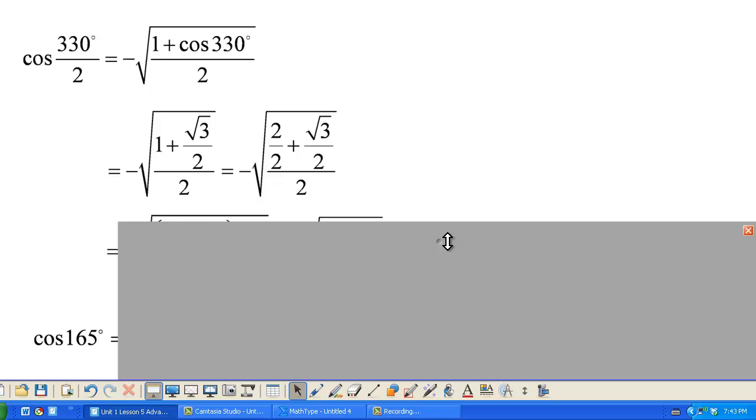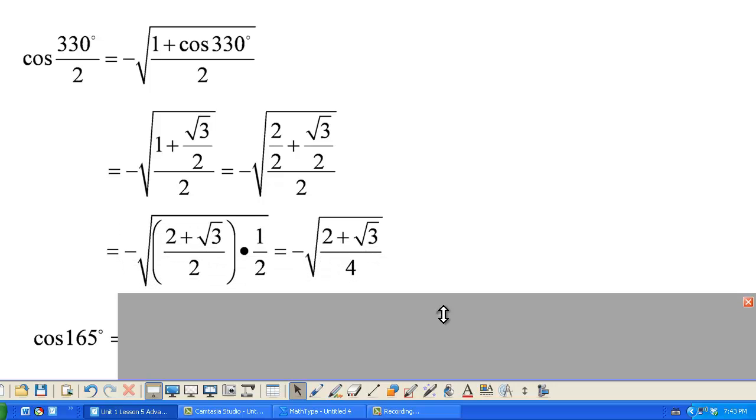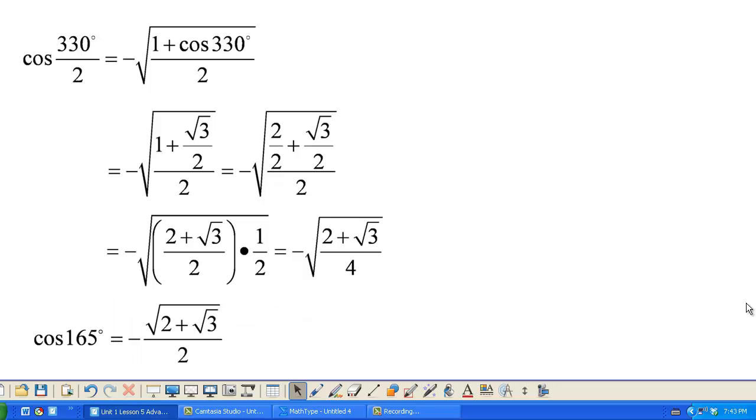Next, we need to get a common denominator, so I can represent 1 as 2 over 2. Next, I can rewrite 2 over 2 plus root 3 over 2 as one fraction. And I multiplied by the reciprocal of 2, which is a half, yielding me with the negative square root of 2 plus root 3 all over 4. I can give the numerator its own radical, the denominator its own radical, and so the cosine of 165 degrees is the negative square root of 2 plus root 3 all over 2.